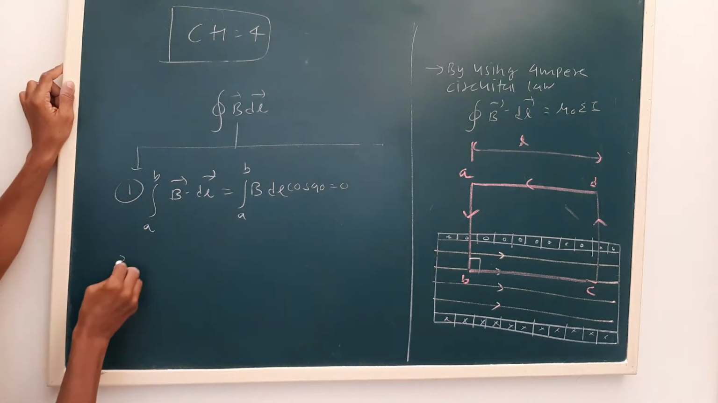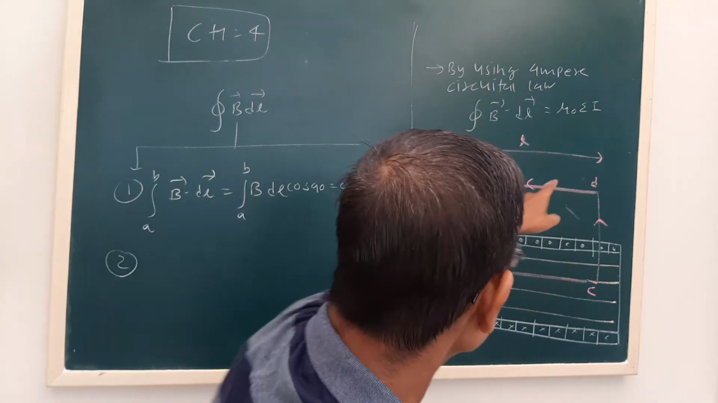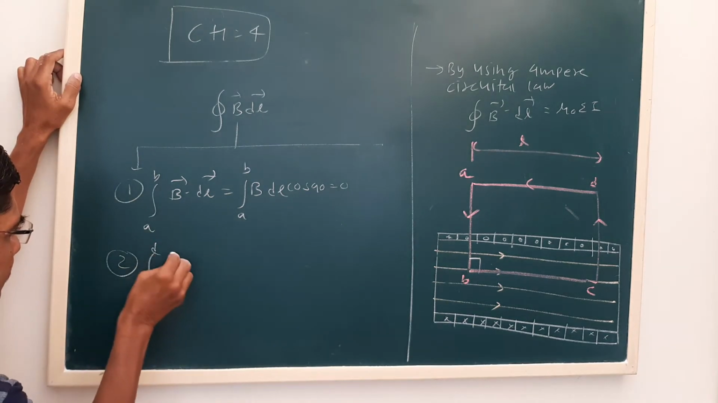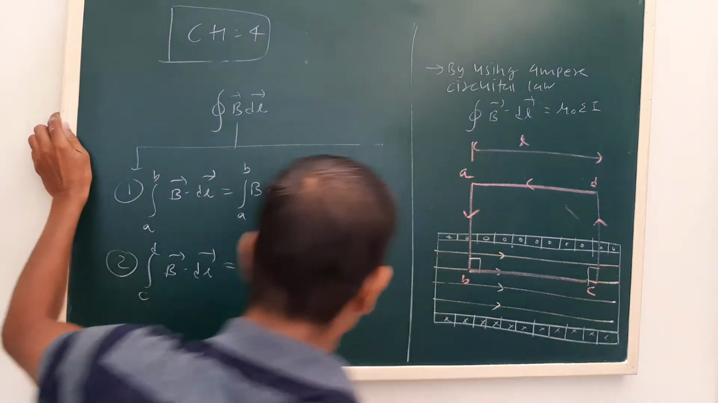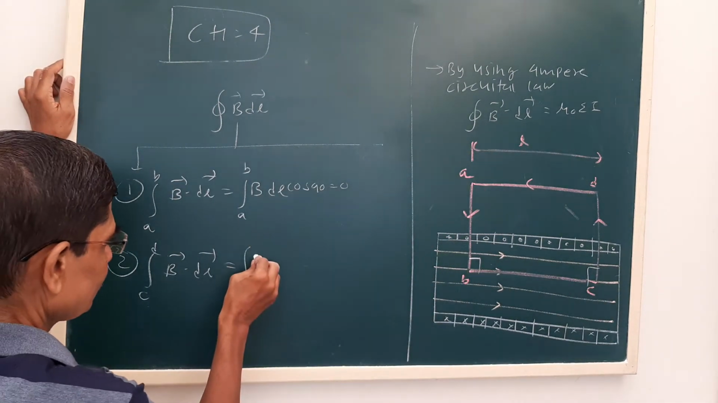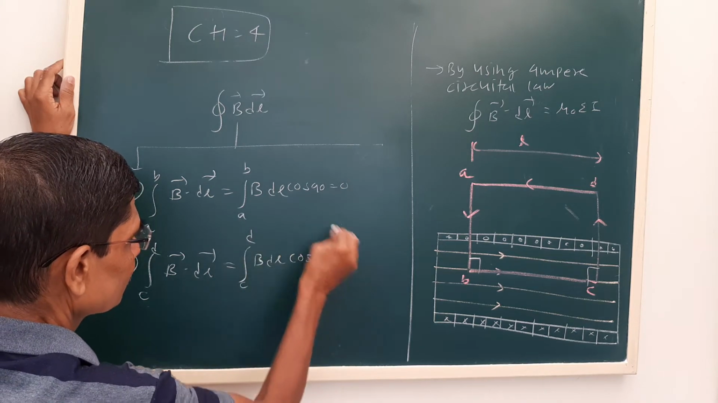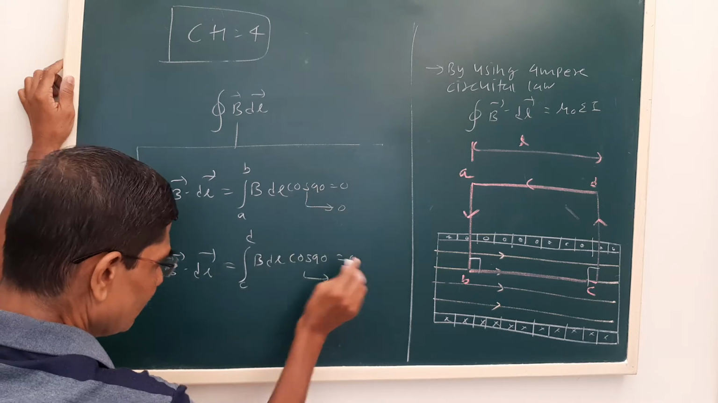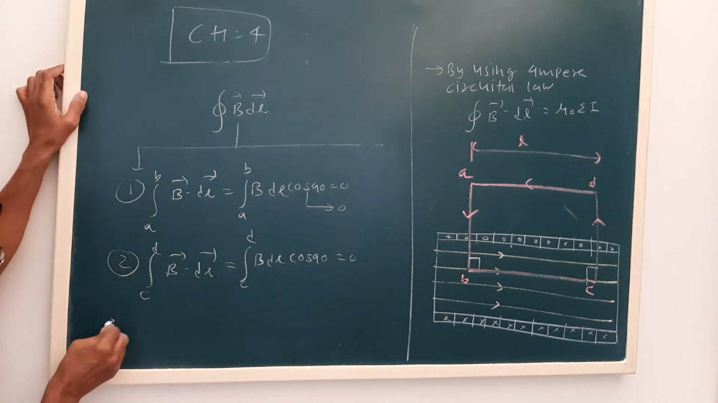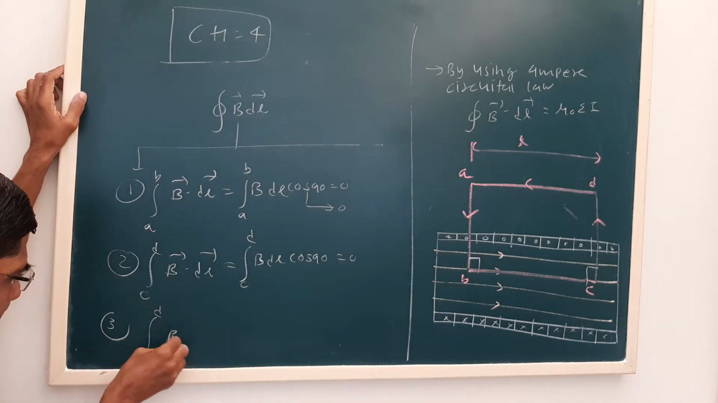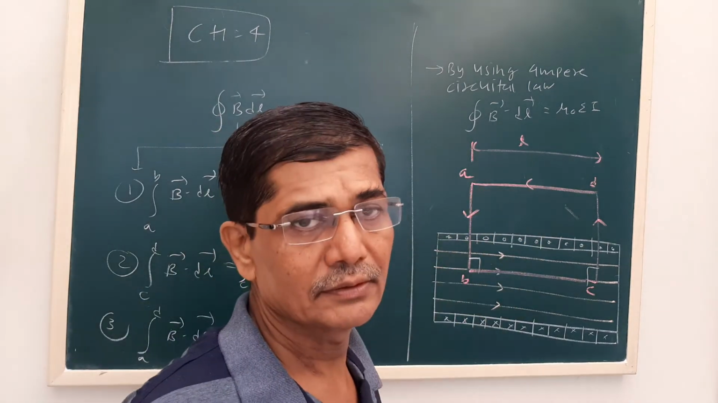Now similarly for the second part, CD, B dot dl, here also it is perpendicular, so cos 90 value is 0, so this value also will become 0. Now the third part is AD. It will be 0. Why? Because it is outside the magnetic field.